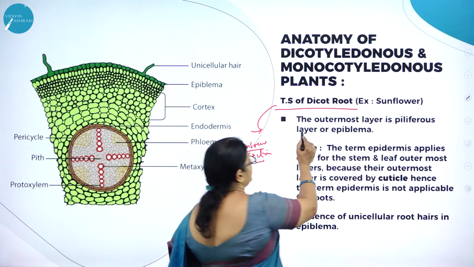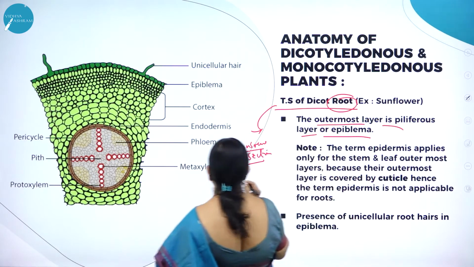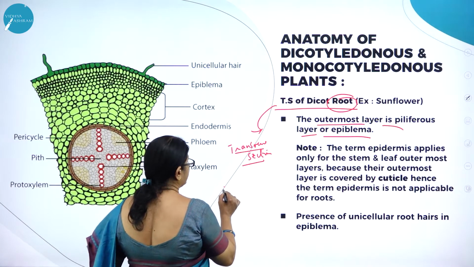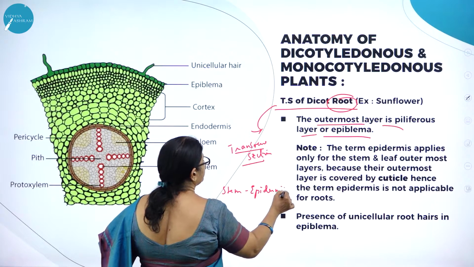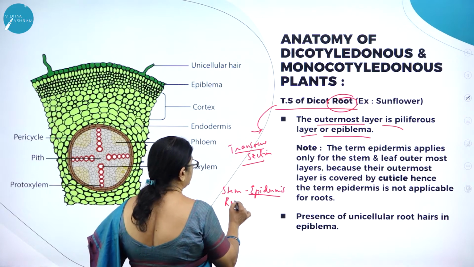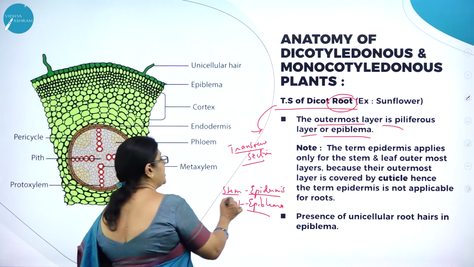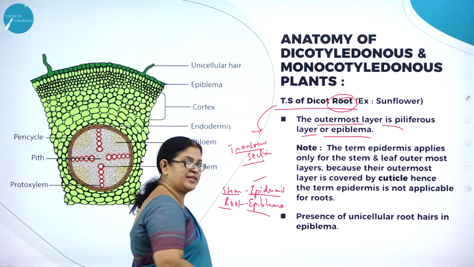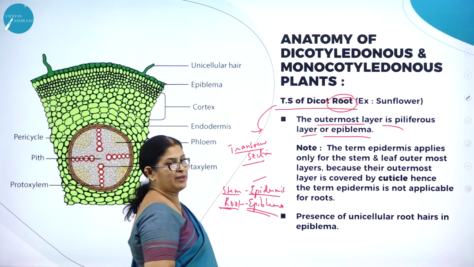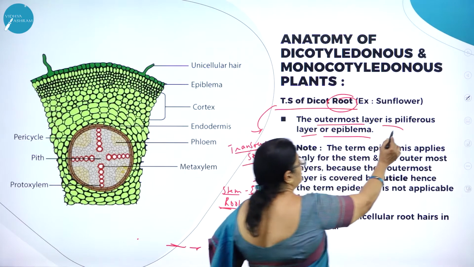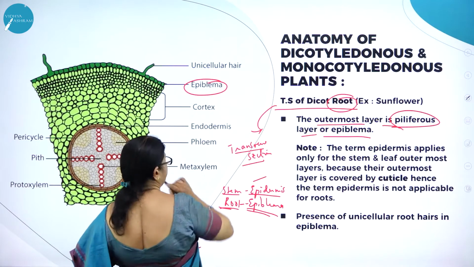The outermost layer is piliferous layer or epiblema. Because we are talking about root. In case of stem, the outermost layer is called epidermis. In case of root, it is called epiblema, or it is also called the piliferous layer. Here, you can see this is the epiblema, the first one.